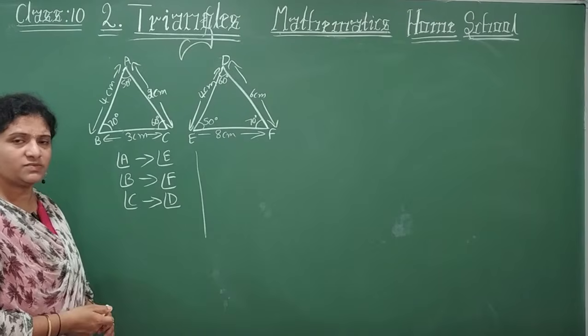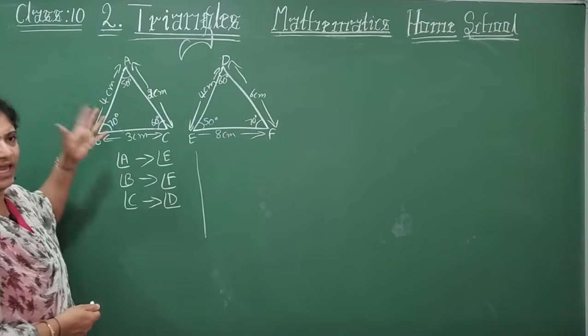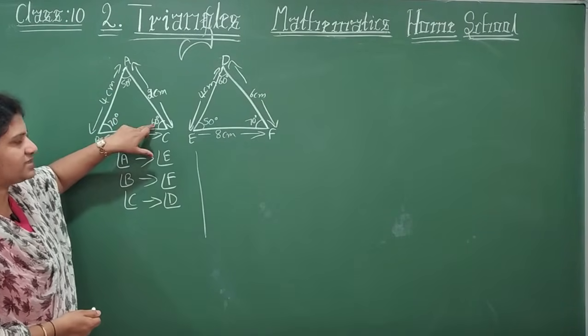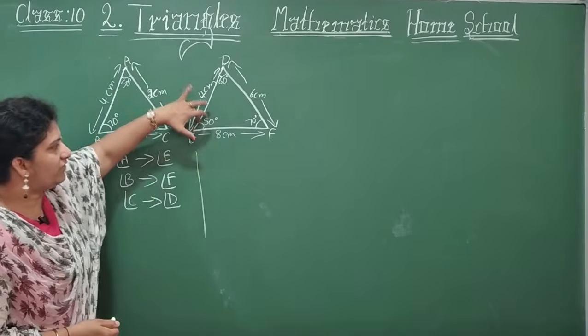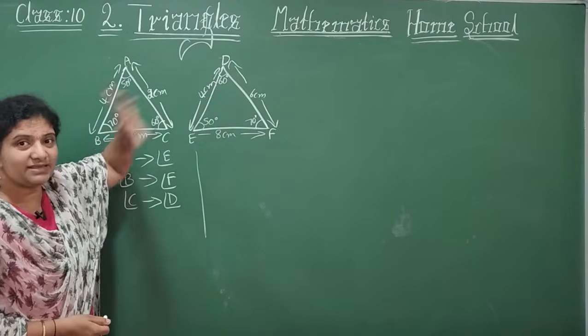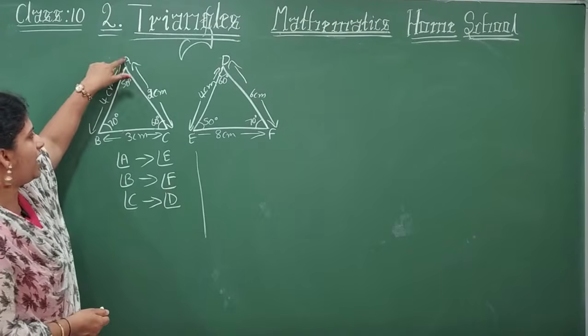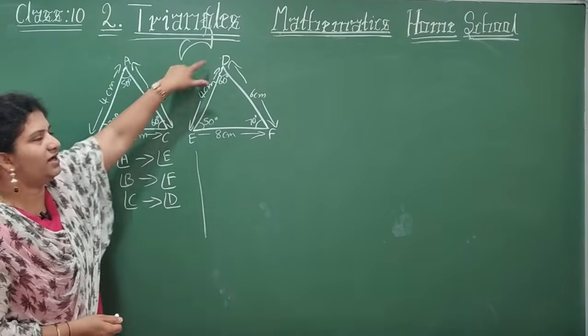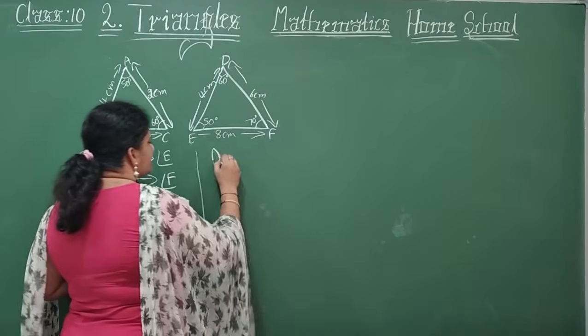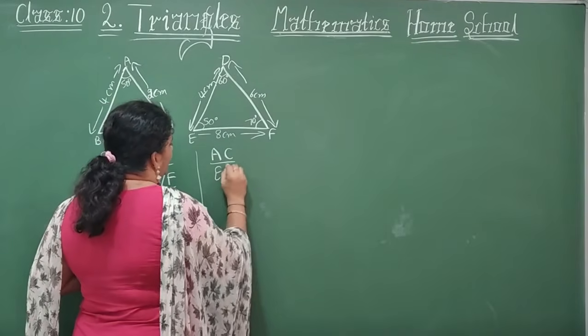How do you write corresponding sides? Observe here. Any way you take 50 degree, 60 degree. Where you have 50, 60. So like this angles also you can compare. AC, ED. AC by ED.